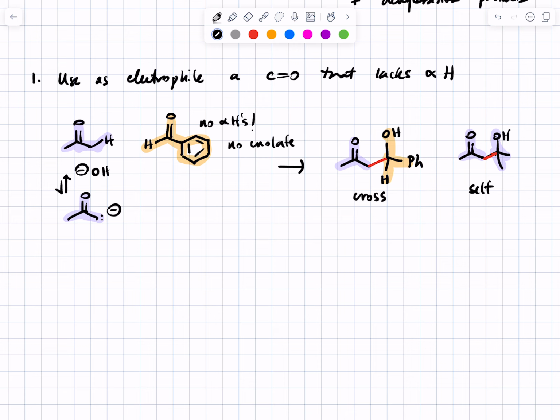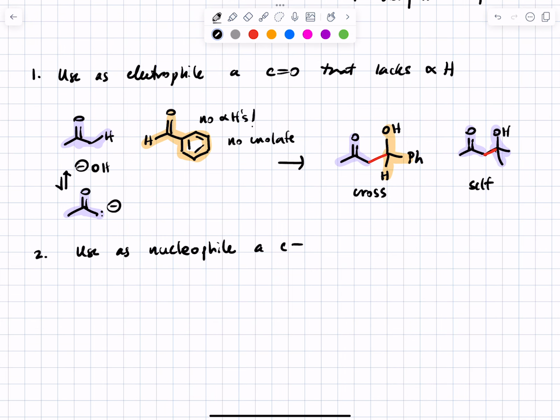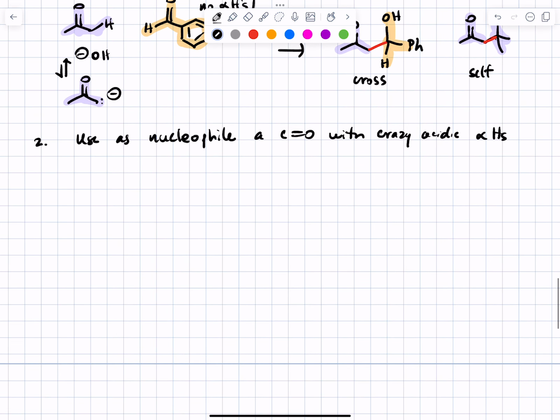You can use it in a synthesis if you've got no other choices, but there are some other things that you can do. A second strategy is to use as a nucleophile a carbonyl compound with what I will call crazy acidic alpha protons. That is, you want to make the alpha protons of the one you want to use as a nucleophile so acidic that there's no contest. So here, we'll use this aldehyde as our target electrophile. We'll use this beta dicarbonyl compound as our target nucleophile.